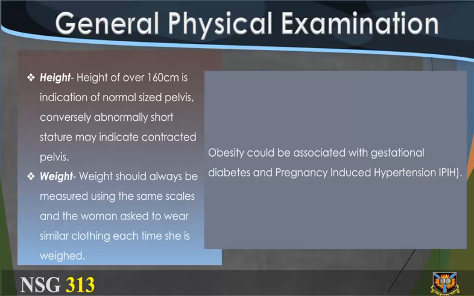Weight should always be measured using the same scales, and the woman asked to wear similar clothing each time she is weighed. Obesity could be associated with gestational diabetes and pregnancy-induced hypertension, PIH.